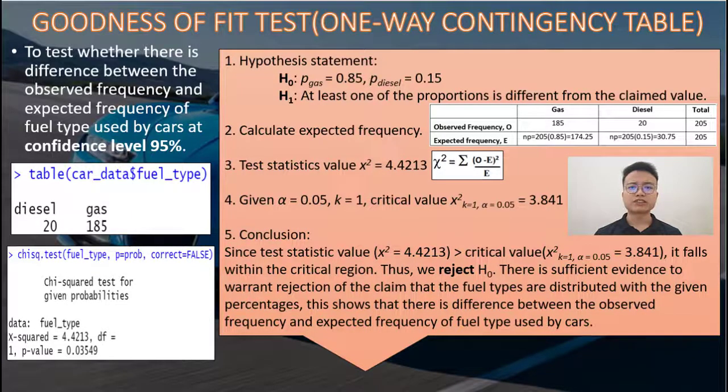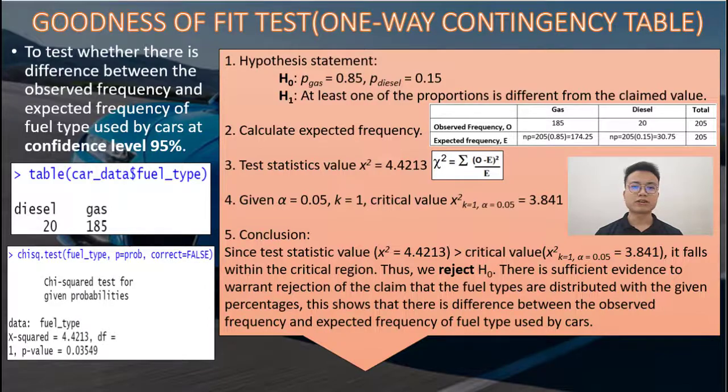My fourth analysis is the goodness of fit test, where I will test whether there is a difference between the observed frequency and the expected frequency of the fuel type used by cars at confidence level 95%. So firstly, we will state our hypothesis statement. For our null hypothesis, we claim the proportion of gas fuel type cars to be 0.85, whereas P diesel equals 0.15. And for our alternative hypothesis, at least one of the proportions will be different than the claimed value.